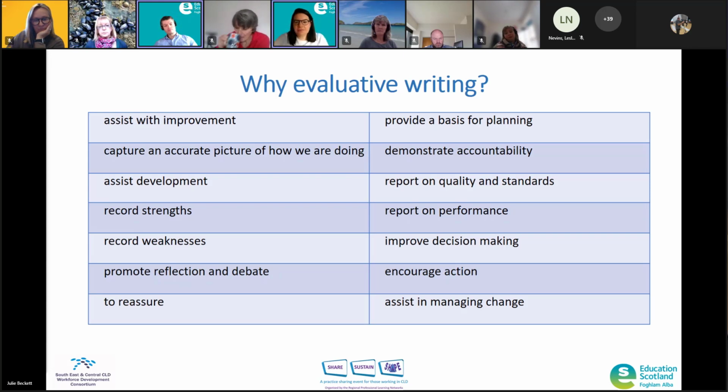Yeah, probably something for me is about capturing that picture of how we're doing. So when we were looking at this session and planning this session, it made me think back to my last role when we were looking at a piece of evaluative writing on an outdoor learning project. The main part of that project was working with young people who were experiencing anxieties around school. So when we were evaluating that project, we were looking at pulling together information from school, information from the outdoor learning instructor, and information from myself in terms of the health and well-being.